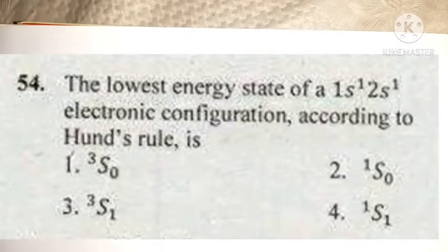Now we move towards our next question, and it says the lowest energy state of a 1s1 2s1 electronic configuration according to Hund's rule is, and we have 4 options. Okay, so friends, out of these options you must find the lowest energy state for the 1s1 2s1 electronic configuration. This question is also coming for 2 marks. So let's do the solution of this question.